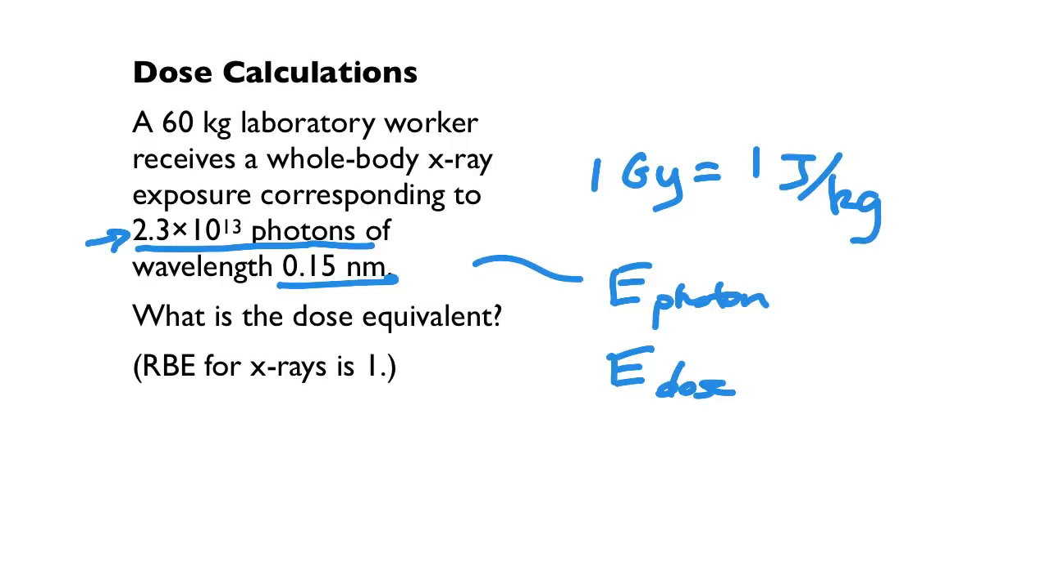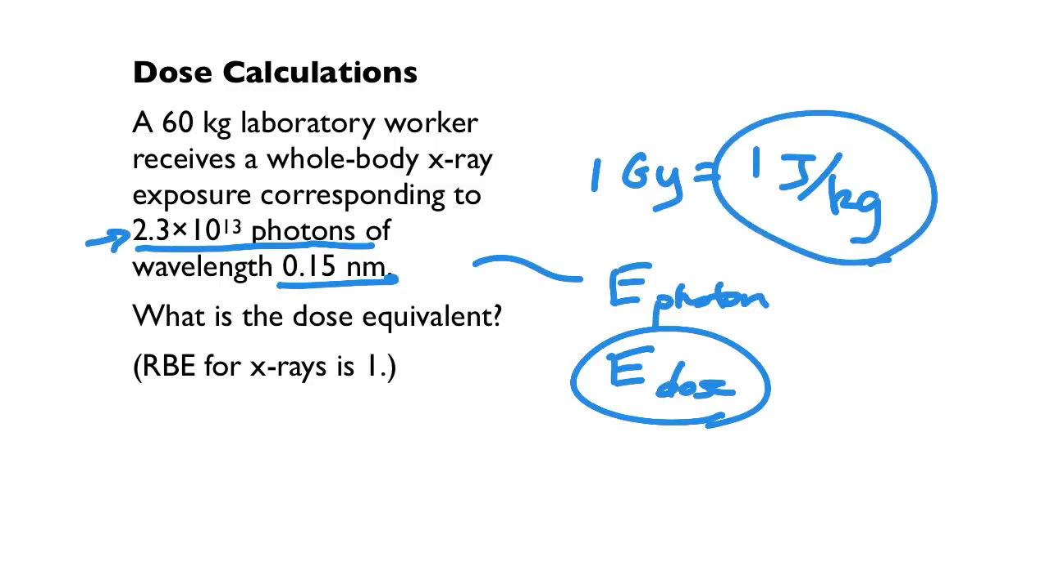And if I can calculate that, I can take the energy of the dose and divide it by the mass of the laboratory worker. That'll give me the dose in grays, and I can do the dose equivalent in sieverts, but since the RBE is 1, the dose in grays is just equal to the dose equivalent in sieverts. So go ahead and do the calculation. I'll be back.